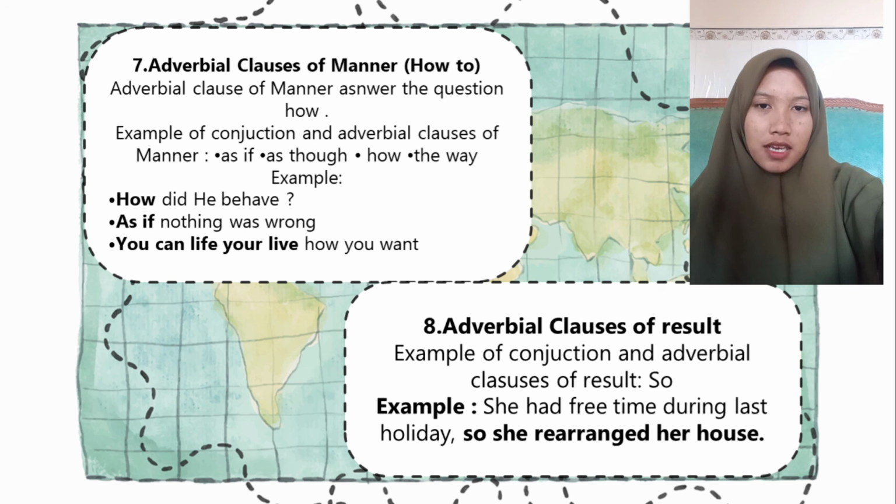Number 8, adverbial clause of result. Examples of conjunctions of adverbial clause of result: so. Example: she had free time during the last holiday, so she rearranged her house.